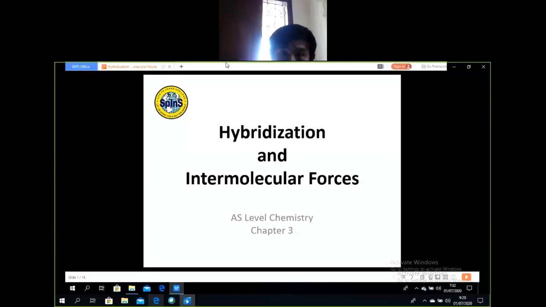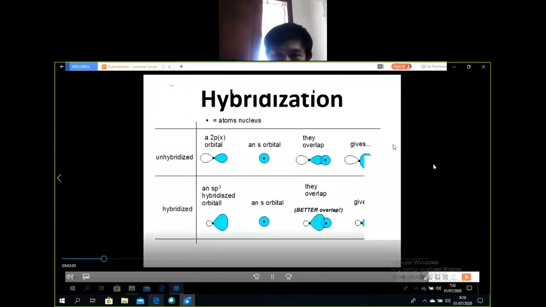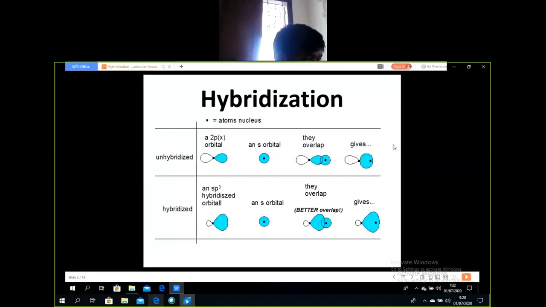Okay, next, this is about hybridization and intermolecular forces. Hybridization builds on what we already learned in chapter 2: SPDF, electronic configuration, sublevel and subshell configuration. So unhybridized is like this one. This is a 2px orbital. This is an s orbital.